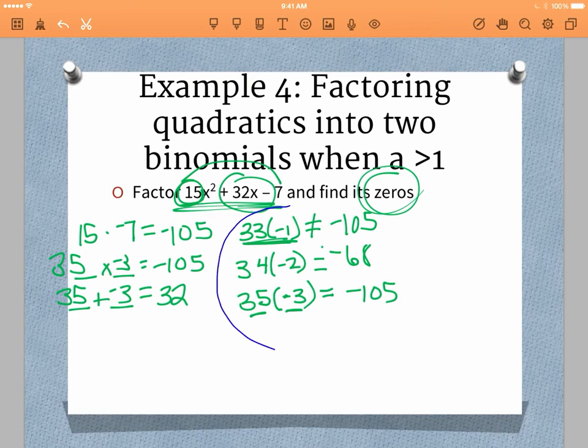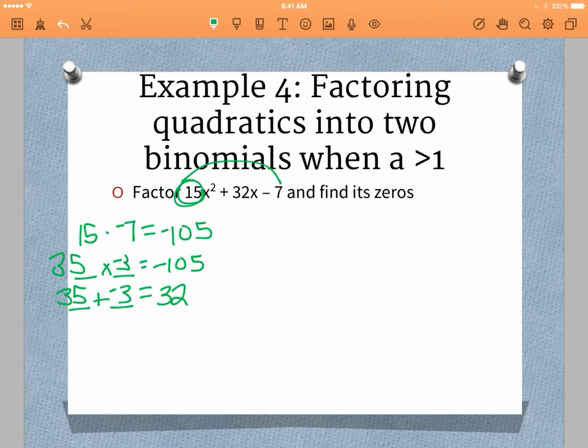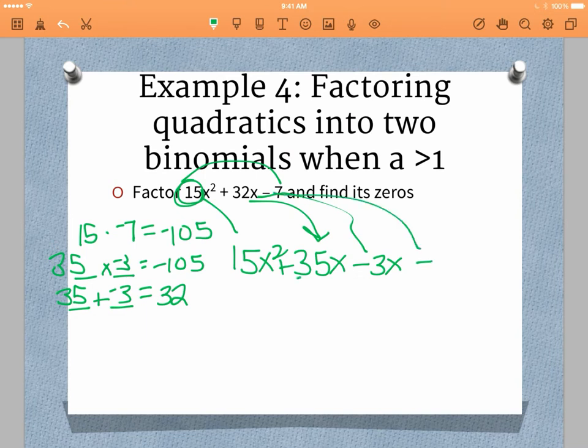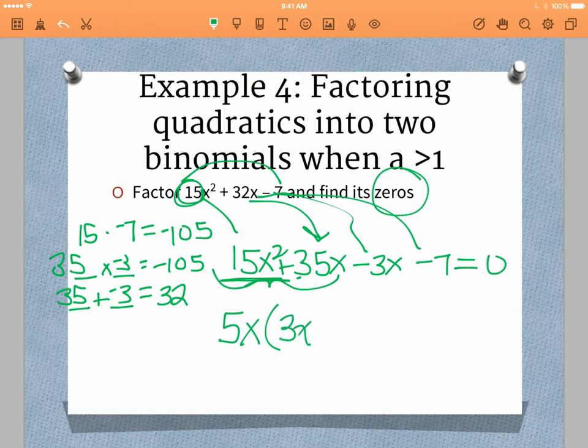So let's get rid of this part here, and let's start with our work. So now we're going to break this up into 15x squared. This breaks up into positive 35x and a negative 3x, because again, 35 minus 3 is 32, and the 7 stays. Since we're finding the zeros, we're going to set it equal to 0. We're going to factor by grouping here. 5 is common to both of them, and an x. When I take 5x from the first, I get 3x. When I take 5x from the next, I'm left with 7.